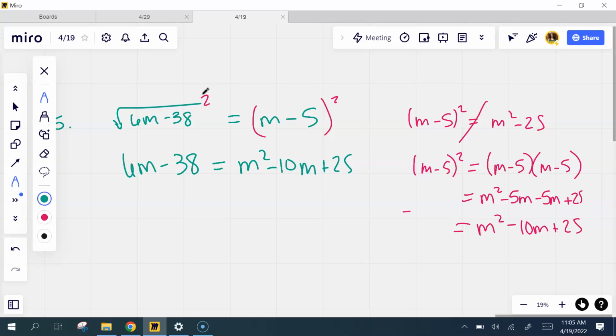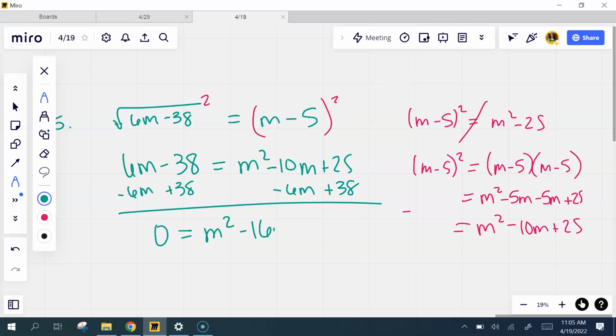That's the easiest. So if I want everything to equal 0 and I want my leading coefficient to stay positive, what needs to move? The 6m minus 38. So I need to move this and move this. Now I have a quadratic that equals 0. I need to solve it. So how am I going to solve?